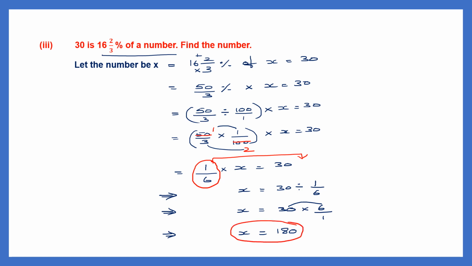180. And what is x here? They're saying 30 is 16 2 by 3% of a number. Of which number is that? We found the number to be 180.